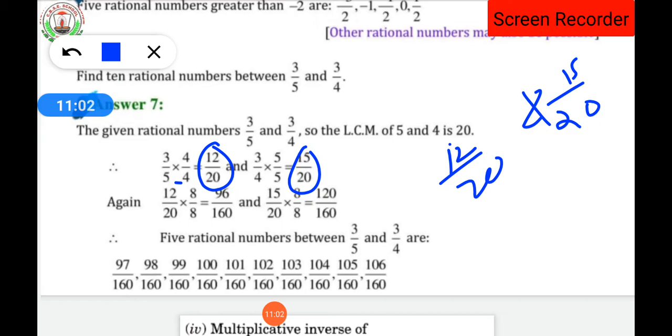Now after doing this, what we are going to do, since between 12 and 15 only 2 rational numbers are present, but we want 10 rational numbers. For that we are going to multiply by 8. You can multiply by 9, 10, 11, 12, but if you multiply by 7, 6, less than 8, then you will get fewer than 10 rational numbers.